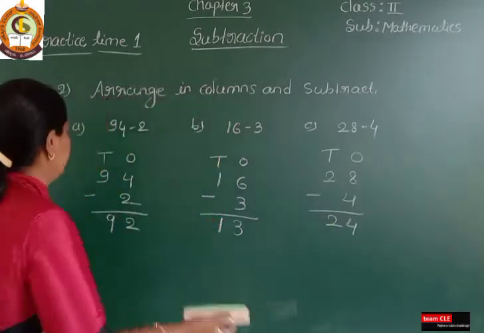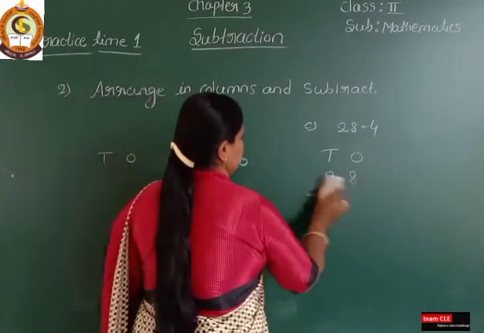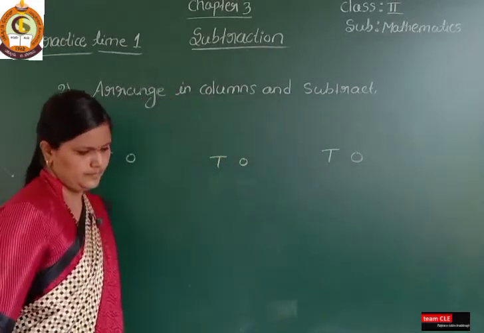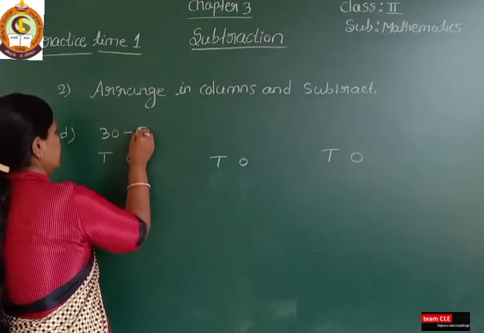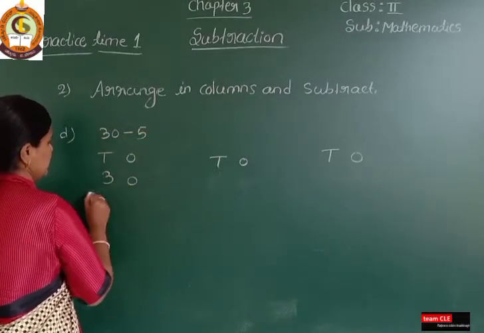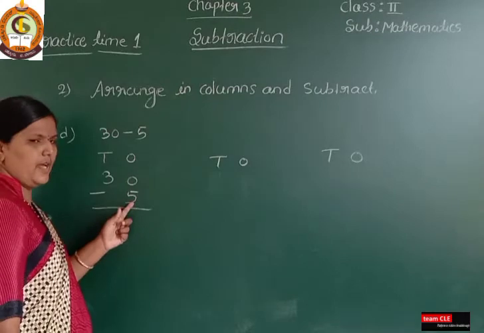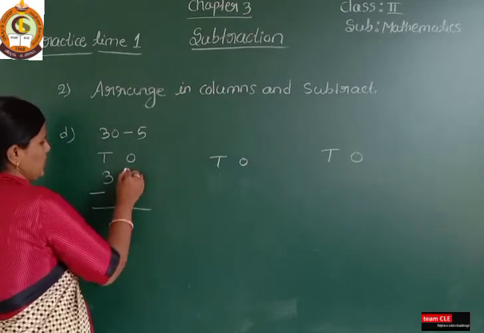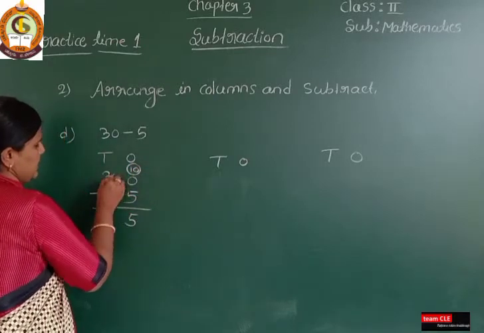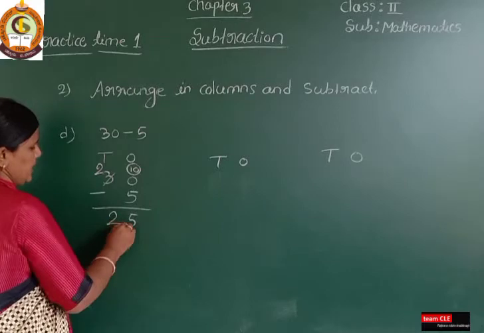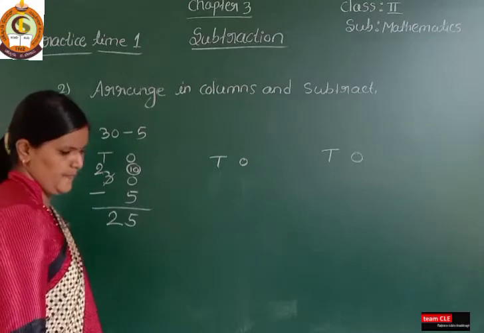Next, D1. 30 minus 5. Sorry, 30 minus 5. 0 minus 5 is there, which means you have to take one tens group. That is 10 plus 0 is how much? 10. Now 10 minus 5 is 5. And instead of 3 here, 2 remains. That 2 you have to write here as it is. That is 30 minus 5 is equal to 25.